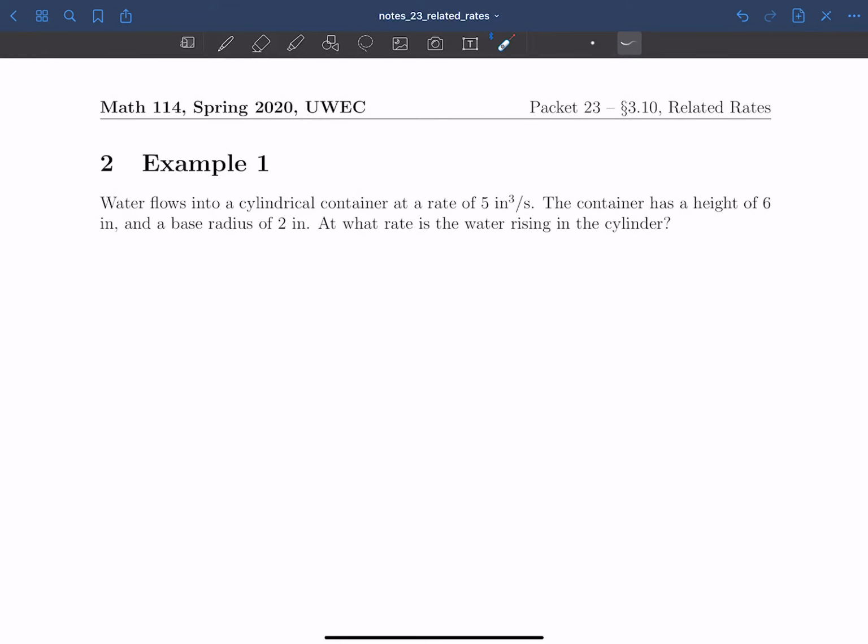Water flows into a cylindrical container at a rate of 5 cubic inches per second. The container has a height of 6 inches and a base of radius of 2 inches. At what rate is the water rising in the cylinder?